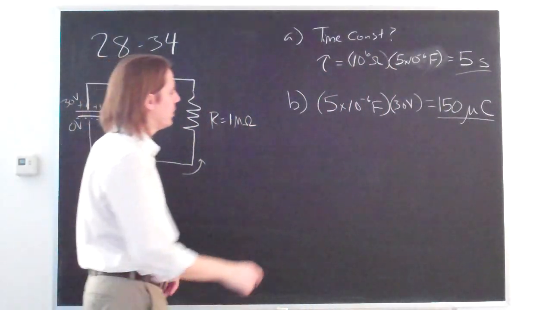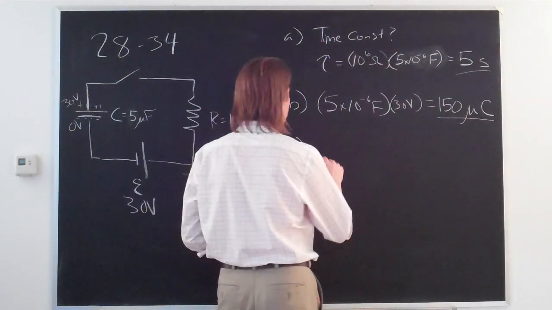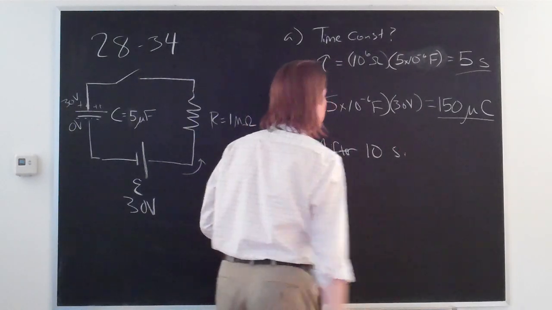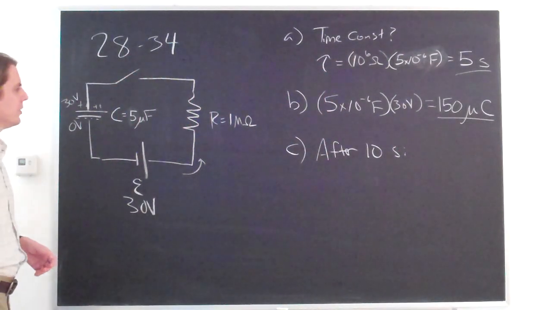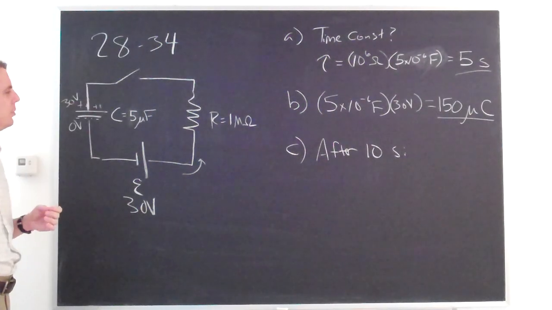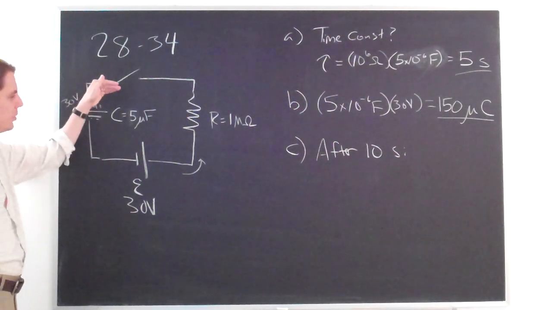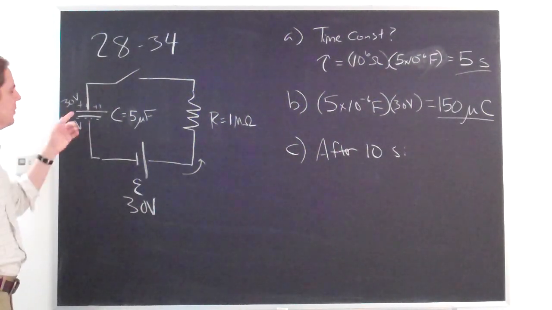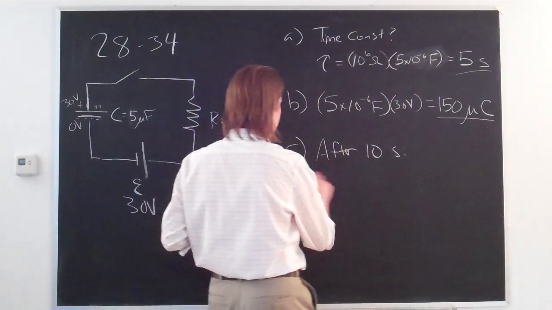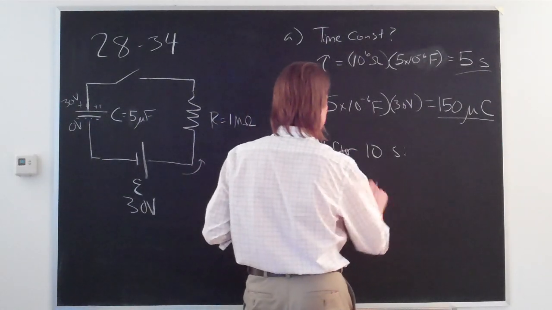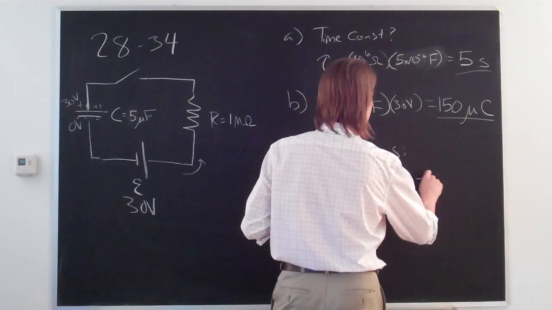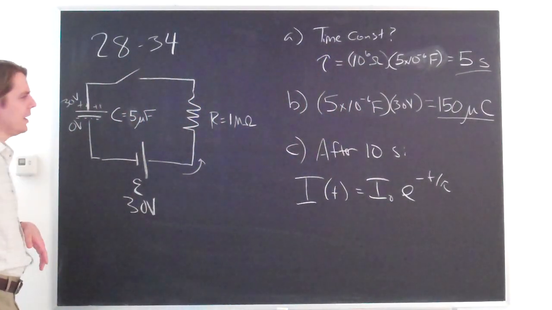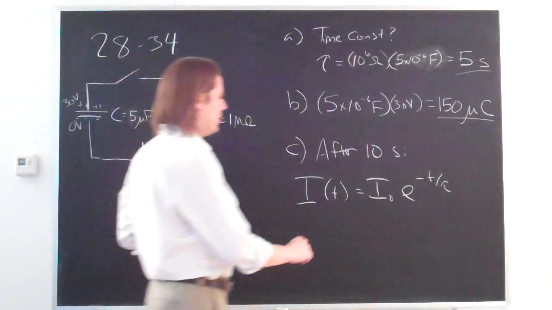And then the last question is, after 10 seconds, what is the current? Okay. So now we do have to think about how the current flows in time. And we know that when you close the switch, you'll instantly get a big current and it'll slowly die down as the capacitor charges up. And we know it goes like this: I of t is I naught e to the minus t over tau. All right. And so after 10 seconds, we just have to plug in our values here.